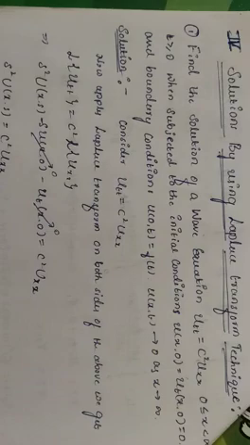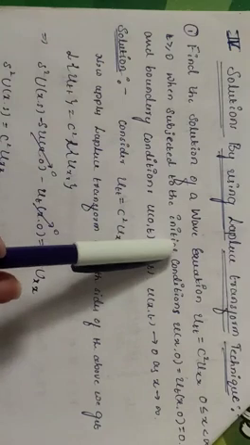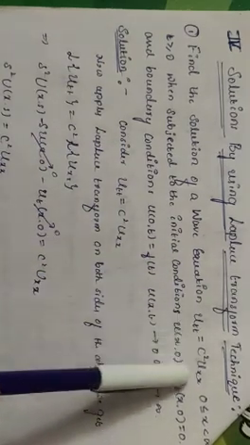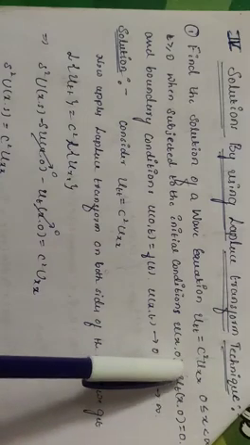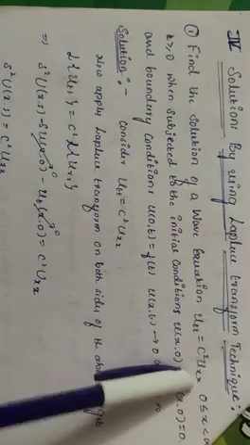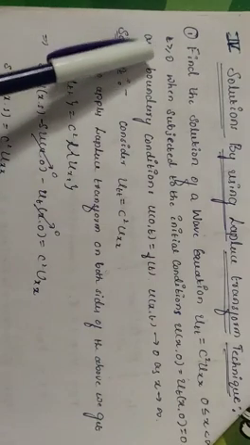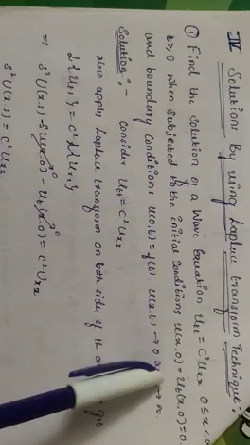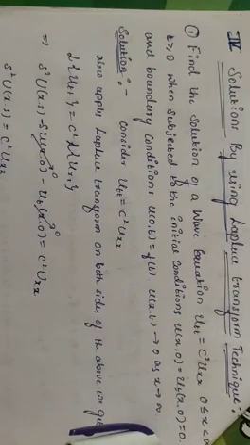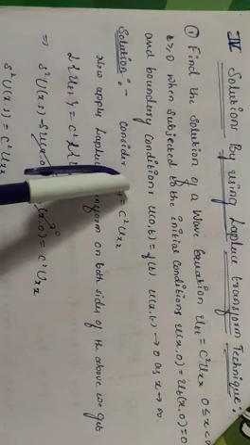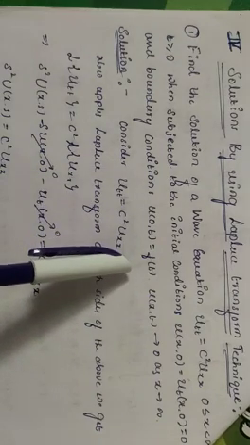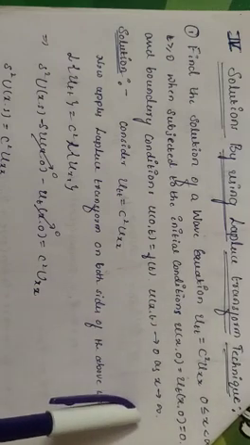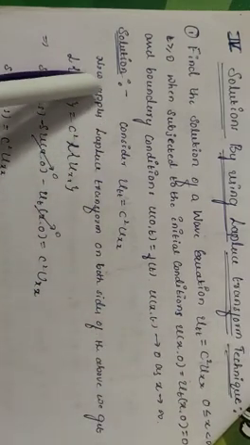Now look here. The problem is to find the solution of a wave equation: second order derivative of u with respect to t equals c square into second order derivative of u with respect to x. Here x lies between 0 to infinity and t greater than or equal to 0, subjected to the initial conditions u of x comma 0 and ut of x comma 0 equal to 0, and boundary conditions u of 0 comma t equals f of t and u of x comma t tends to 0 as x tends to infinity. Now let's start to find the solution.